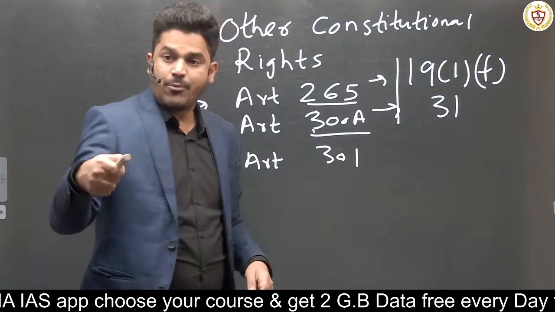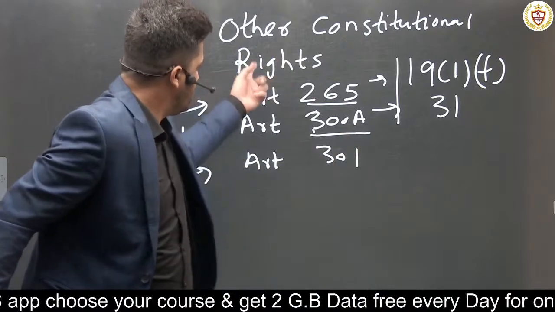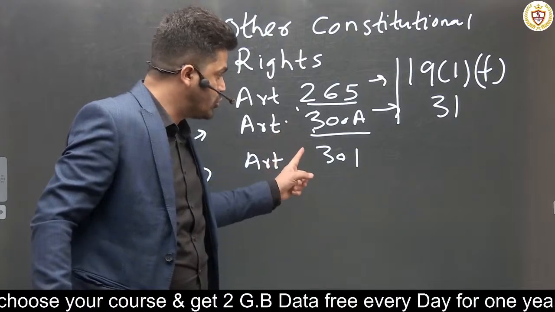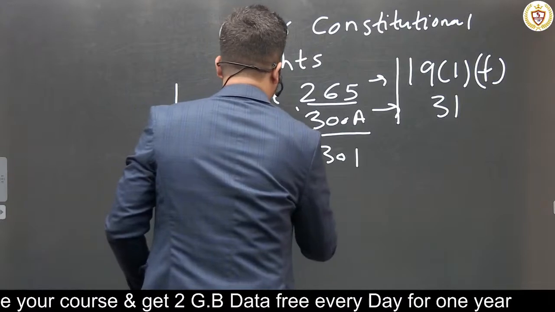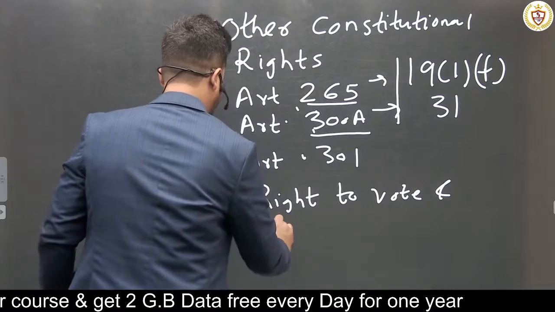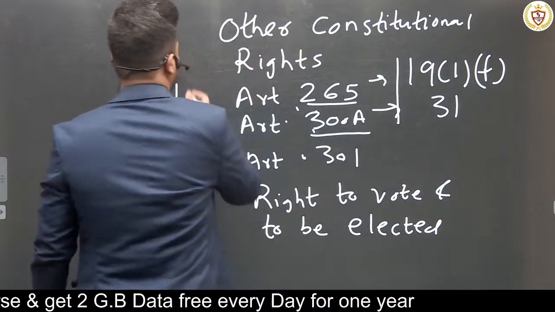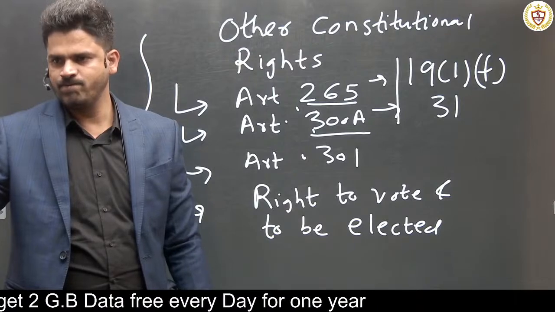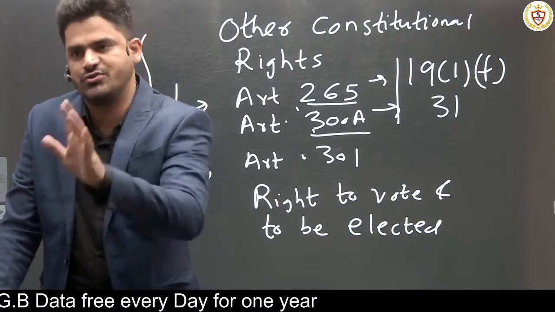आपको क्वेश्चन आ सकता है, what are the following rights examples of other constitutional rights. इसमें ये सारे हो सकते हैं, so you should know Article 265, you should know Article 300A, you should also know Article 301. Then right to vote and to be elected. These are all examples of other constitutional rights. समझ में आया? All of them are mentioned outside Part 3 of the Constitution, but they are mentioned in the Constitution.